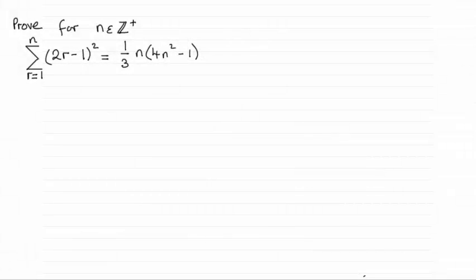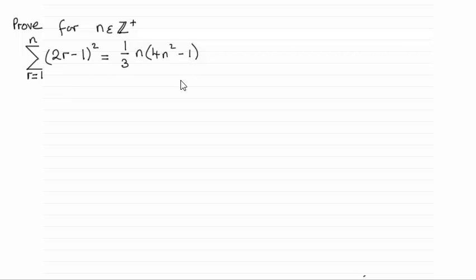Hi there. Now for this question, we had to prove by mathematical induction that for all positive integers n, the summation of (2r minus 1) all squared, r going from 1 to n, was equal to a third times n times all of (4n squared minus 1).